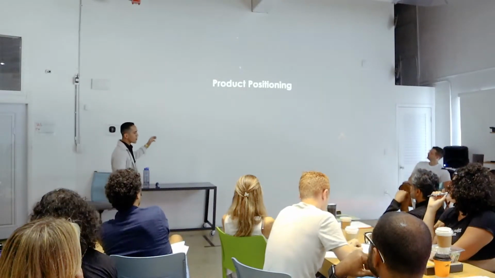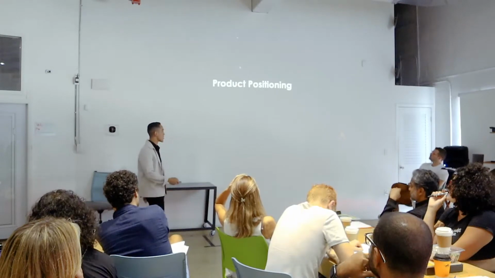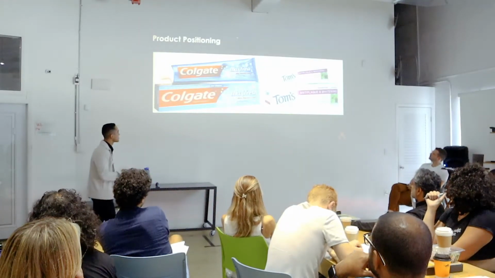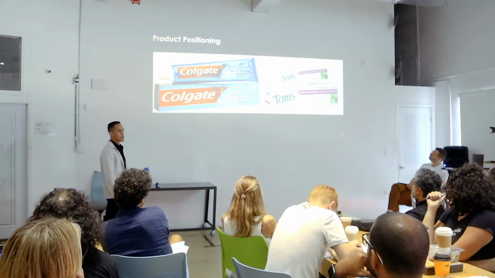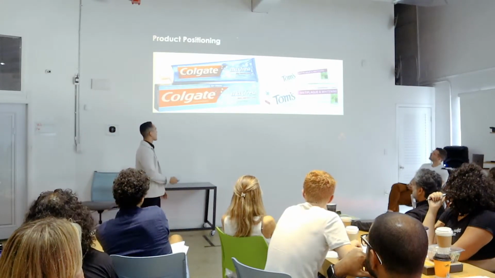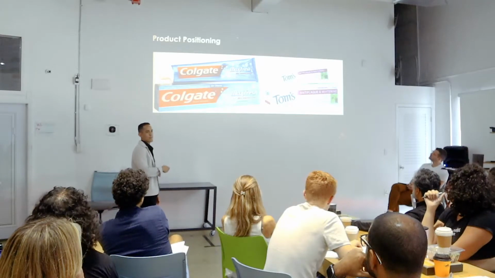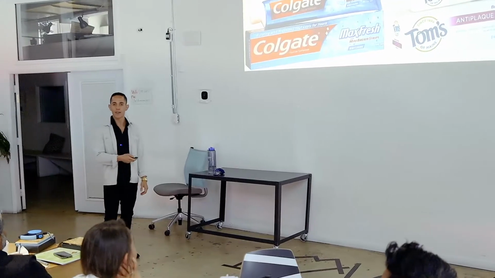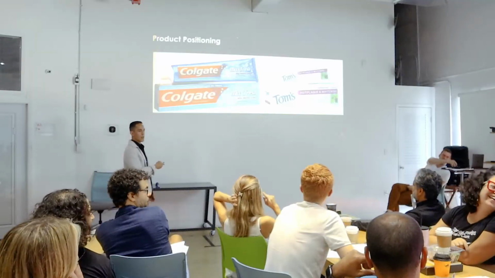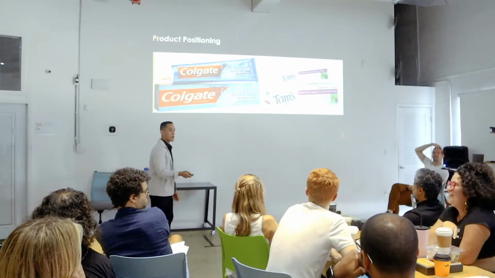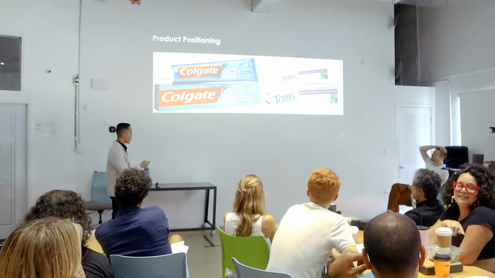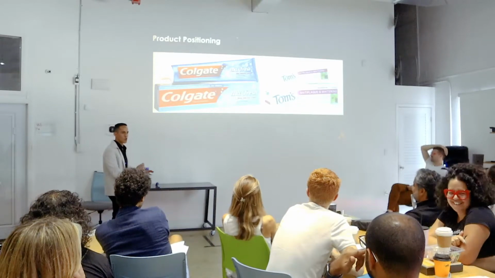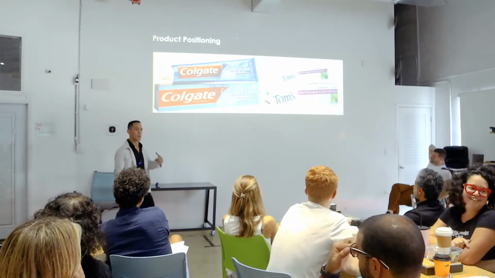So let's talk about product positioning, then we'll talk about personal brand positioning. It's the same product with different positioning. So who is this product for? Vegans, people that care about their health. People who don't want bad chemicals, who don't want fluoride. People that are a little bit more conscious. People that don't want their pineal gland calcified. Exactly.